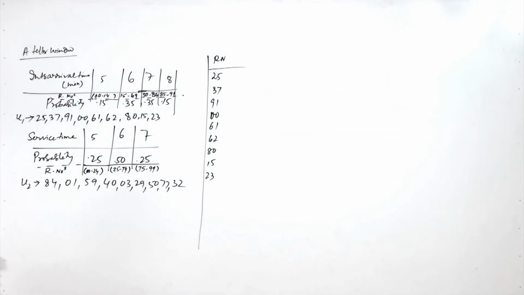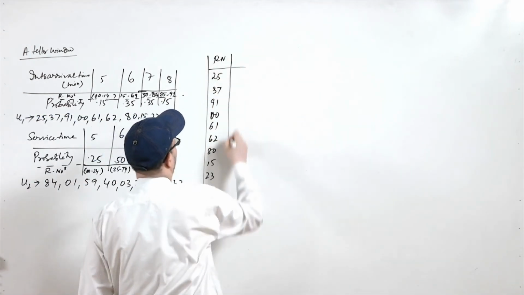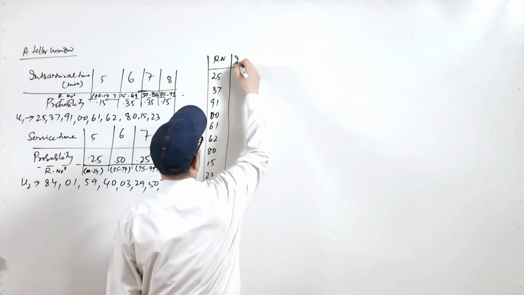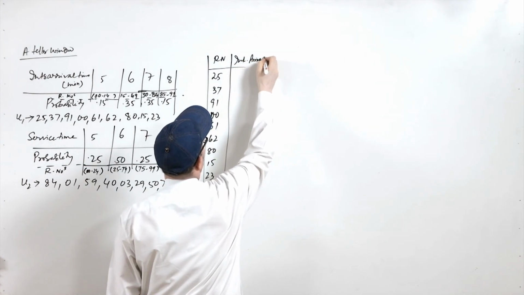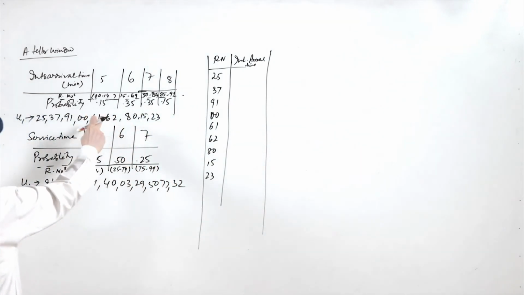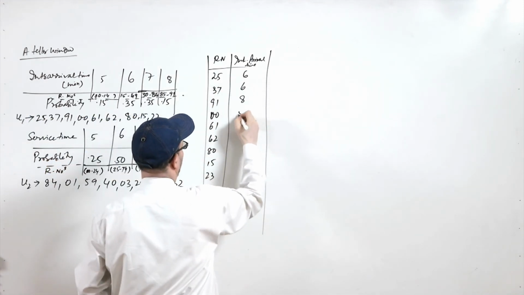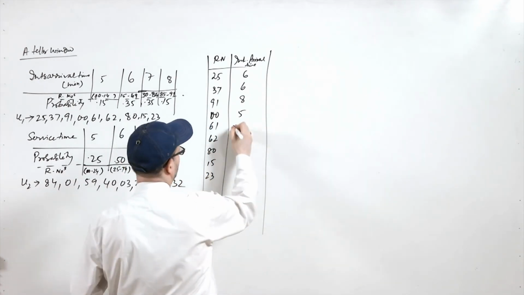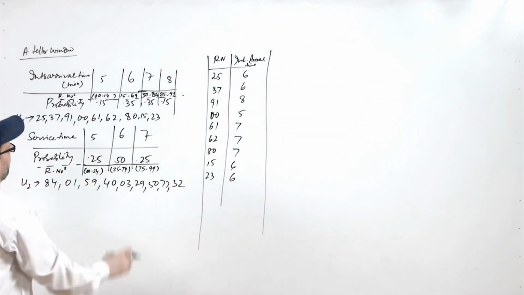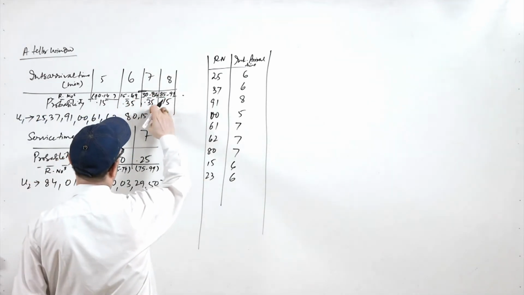So, these are the numbers which are given, suppose, and for this you can have the inter-arrival time. So, inter-arrival time will be for 25, suppose it is coming in this, so it will be 6. This way 6, 6, 8, 5, then you will have 7, 7, 7, 6, 6. You can see any number like 15: it is here, so it is 6, then for 62 it is 7, like that.